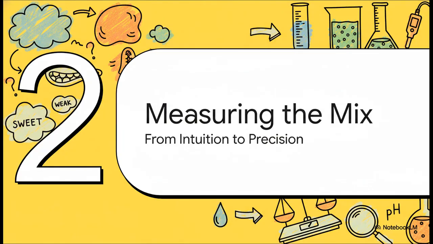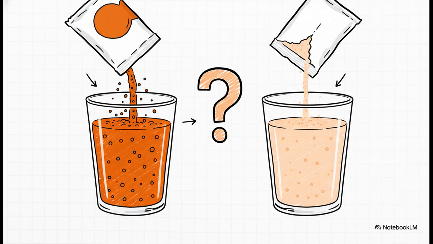Okay, so we know what a solution is made of. But how do we talk about it like a chemist? I mean, we need to move past just saying a drink is strong or weak and get into the world of actual, precise measurements. Just think about making a powdered drink. You pour in a full packet and you get this really strong, dark orange juice. You use half a packet and it's weak and pale. You just know the difference, right? You can taste it. Well, chemists need a way to put a number on that strength. And that's a property we call concentration.